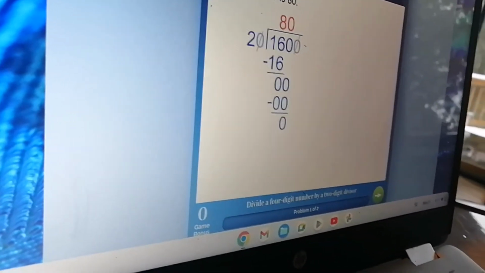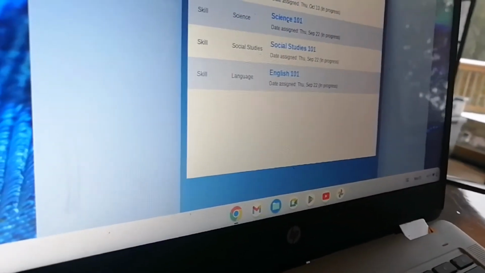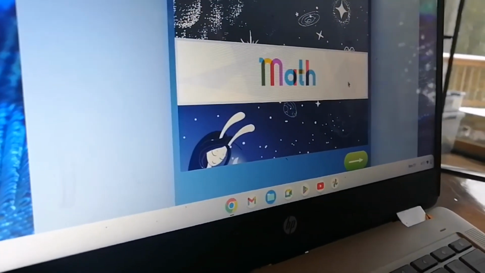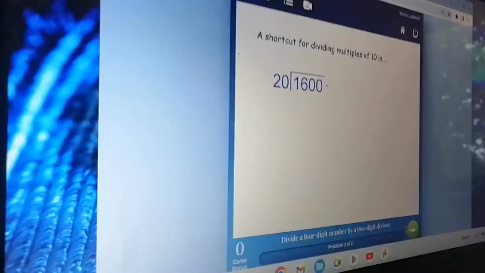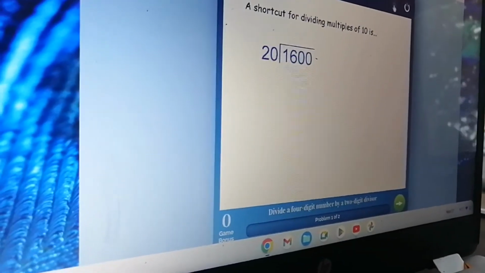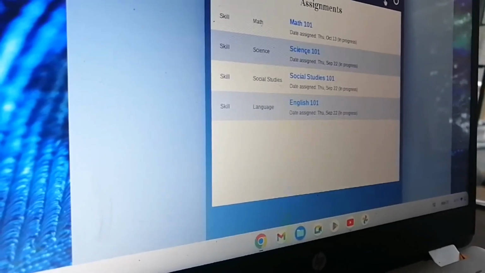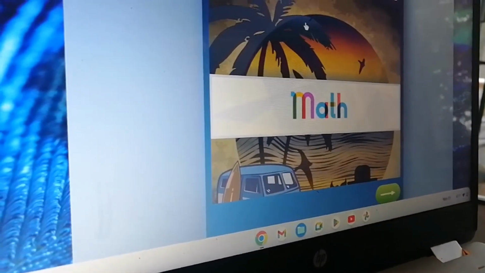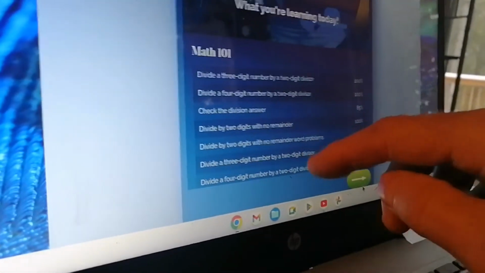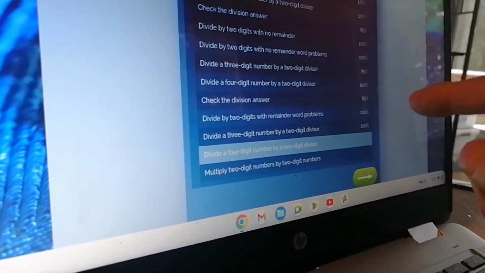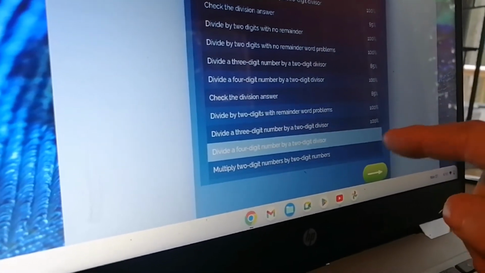So if we go back to the math, this is kind of what I like about MobiMax. They're not going to let us go to the home page of the different problems, so they're not going to let us do that. Here we go. Okay, so we completed a lot of work today, actually.